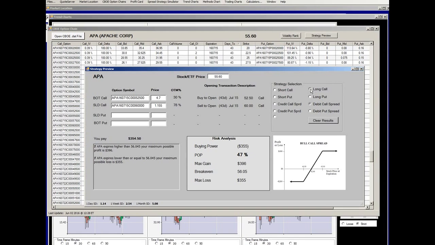If we just made it a long call, let's just say we bought the July 15th 52.50 call in the money, we can see that the break even would have jumped up to 57.20, which is more than a point more than what we're doing now.